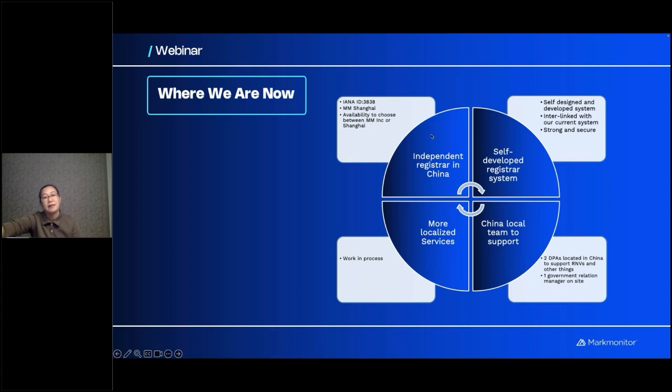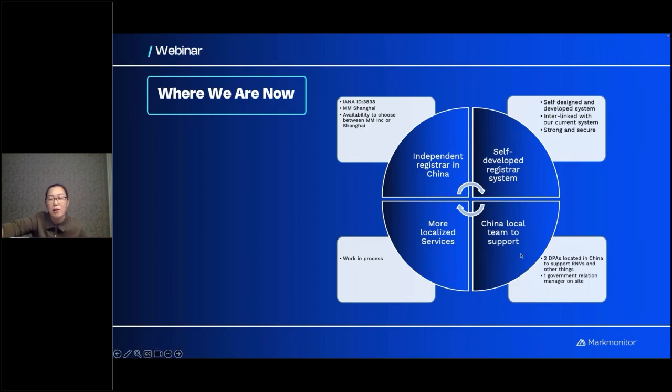And then our clients and DPAs can choose between Markmonitor Inc. and Markmonitor Shanghai to manage their domain names. And as mentioned, Markmonitor China Registrar is a totally self-developed registrar. The system is very robust, and it's interlinked with Markmonitor Inc. to make the domain portfolio management easier for the clients and DPAs.